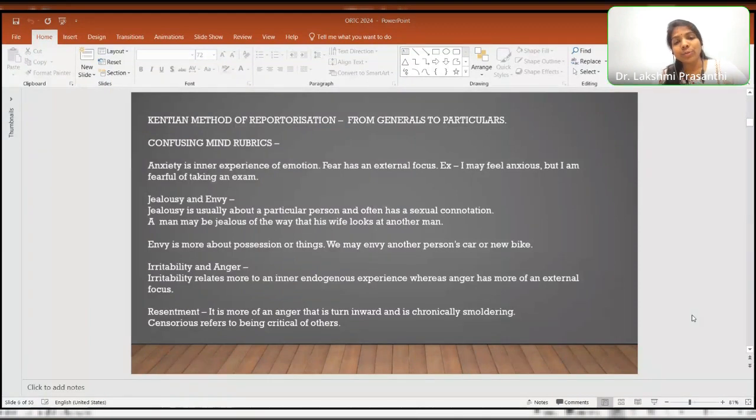One more wonderful rubric, that is the resentment. It is more qualified anger with hatred and disappointment. So when you see the hatred component, the disappointment component, and the anger component, then you should use the rubric resentment. One more rubric, that is censorious, which means being critical of others.